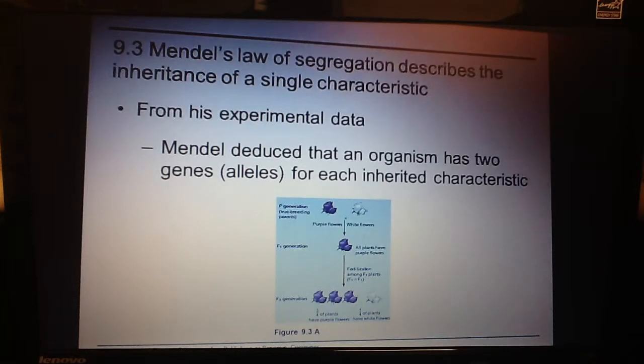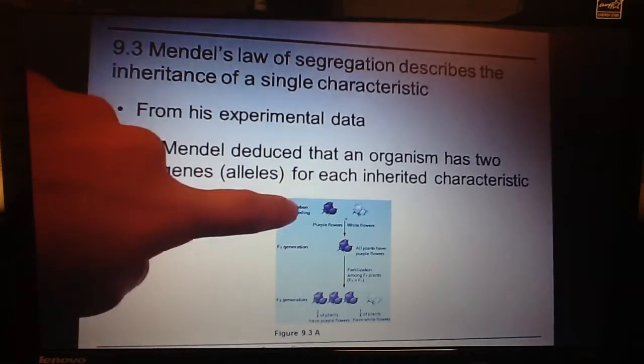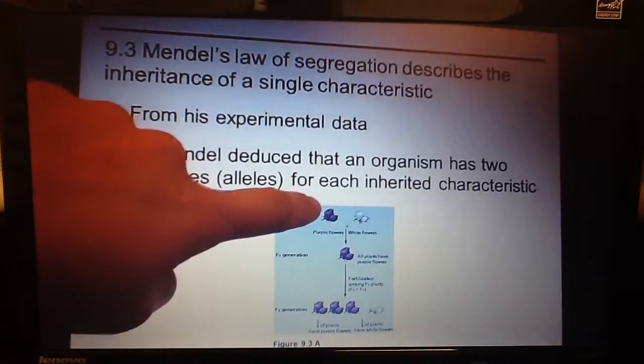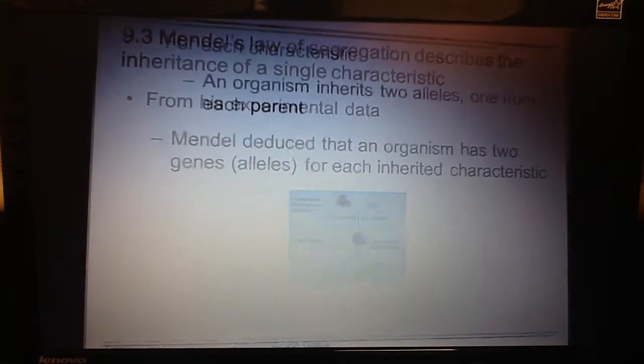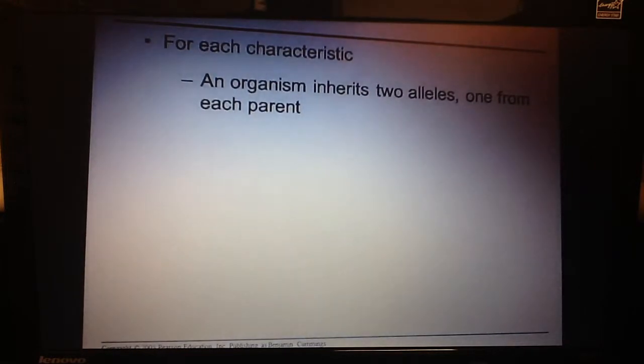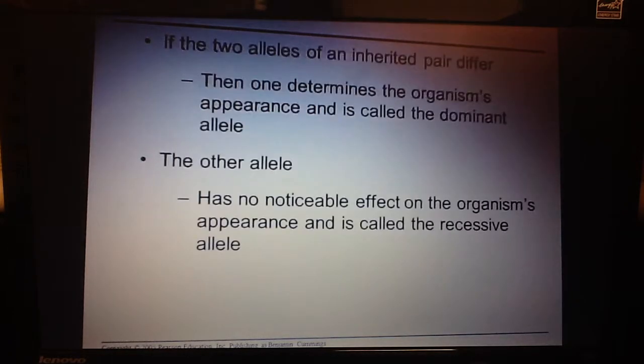What he figured out is that for every single trait, you have two alleles, or two different versions of a gene. For example, the trait for flower color is the gene, but the two alleles you could have are purple or white. From those two alleles, you're going to get one from your mother and one from your father. Therefore, they could potentially be different.